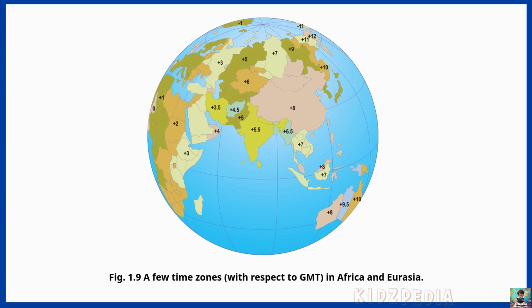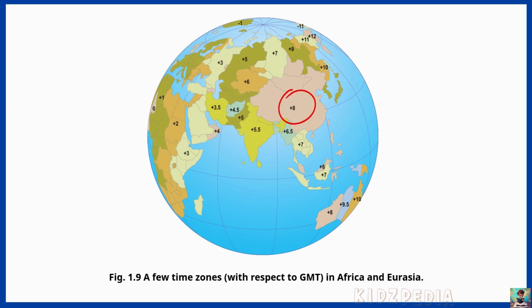And you can see some countries are ahead of GMT. Standard times are written as plus or minus numbers compared to GMT, that is Greenwich Mean Time. The plus sign means the country is ahead of GMT. The minus sign means it is behind GMT. India's time is GMT plus 5.5. That means when it is 12 noon in Greenwich, it is 5:30 evening in India. India is 5 hours and 30 minutes ahead of GMT. China is plus 8. So, when it is 12 noon in Greenwich, it is 8 p.m. in China.